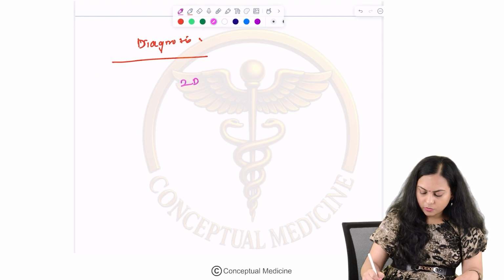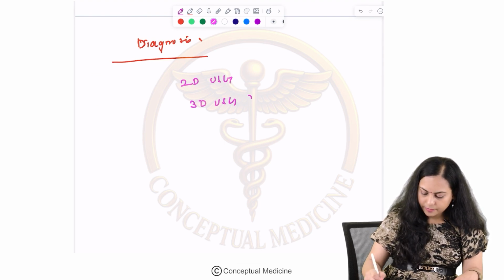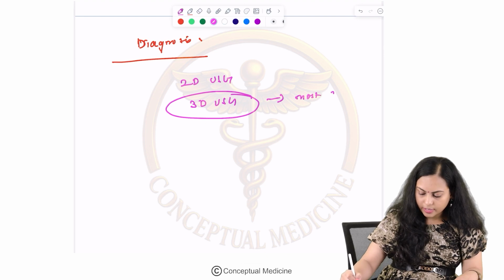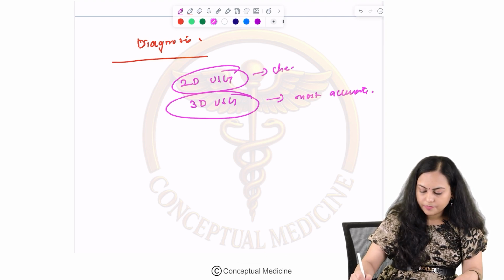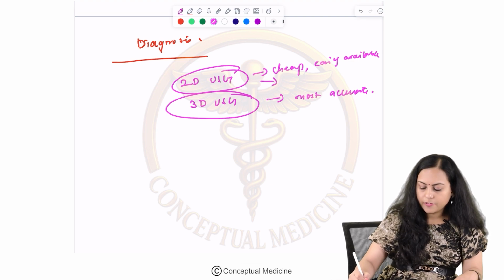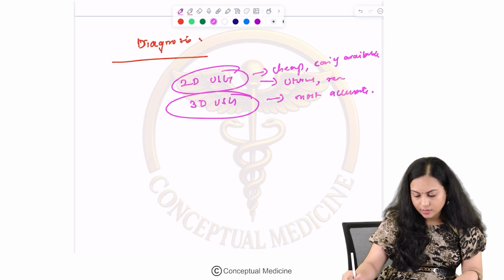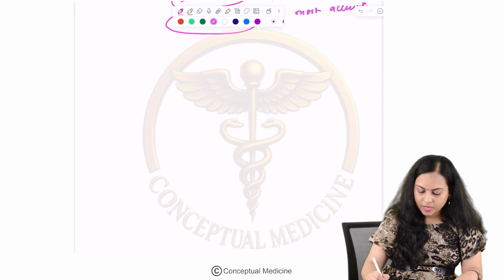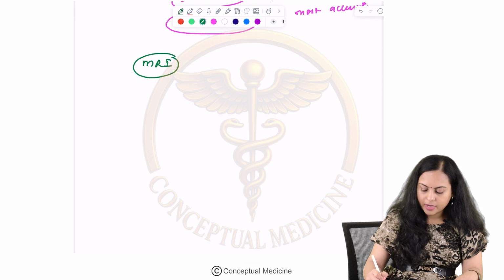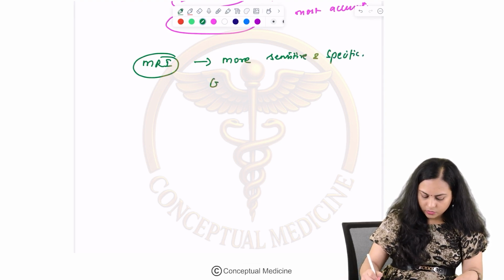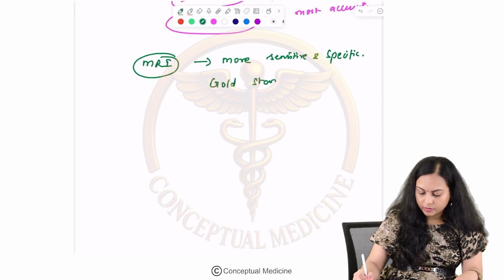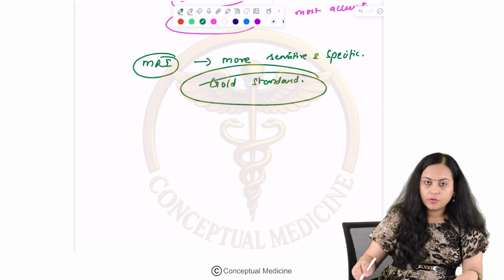Diagnosis can be made by 2D ultrasonogram, 3D ultrasonogram. So, this is more accurate. Okay. But availability is limited, whereas 2D ultrasonogram is cheap, easily available. Yes. Here you will be able to find the anomalies in the uterus as well as the renal anomalies also. Okay. And then you can even go for an MRI which is more sensitive as well as specific also. Okay. So, this is also one of the gold standard methods for diagnosing of Mullerian anomalies.